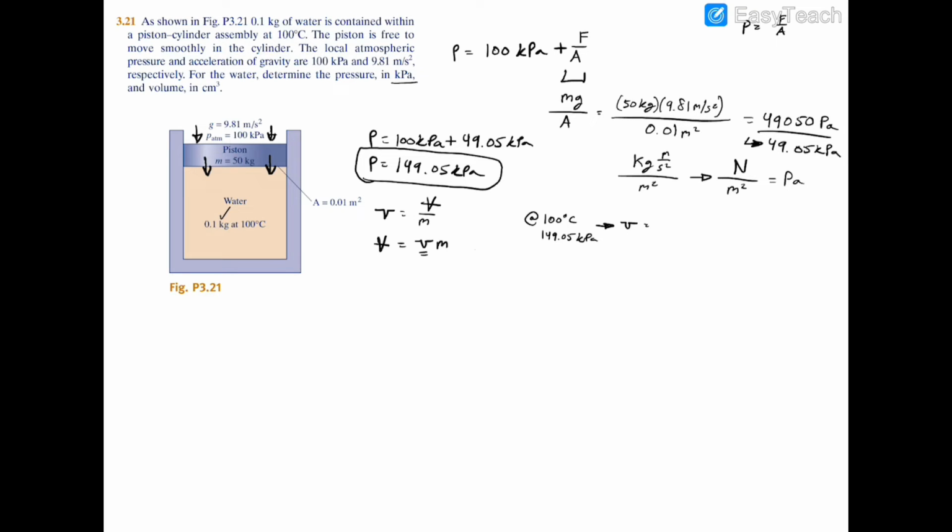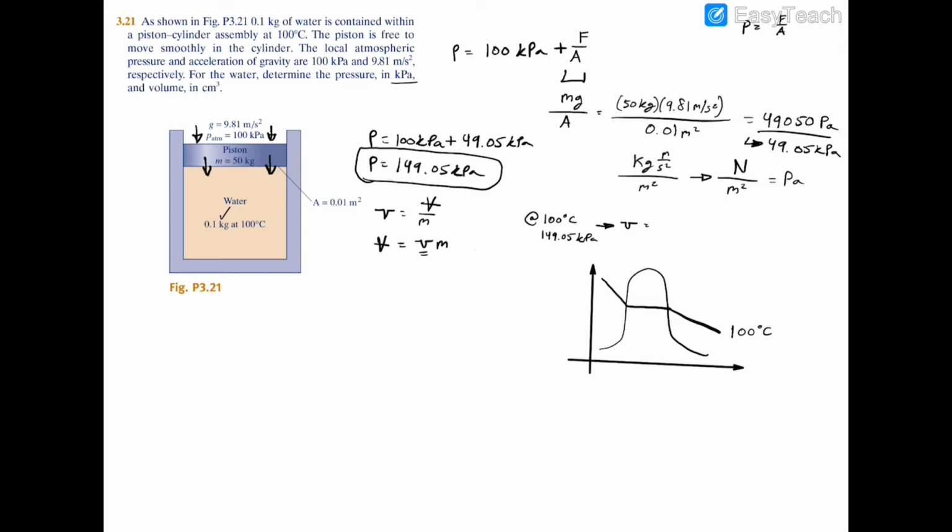So we're going to have to retrieve that specific volume from the property table, but to know which property table I'm going to be using, I'm going to go ahead and draw a vapor dome here. So we'll just draw a generic dome like that. And then I'm going to use that the temperature is constant. So basically along this line here, anywhere on that line is 100 degrees Celsius.